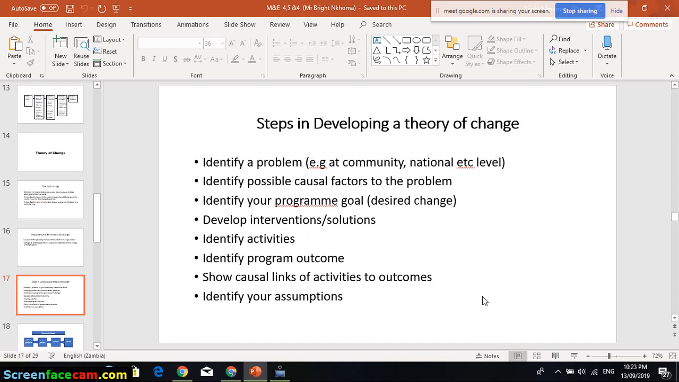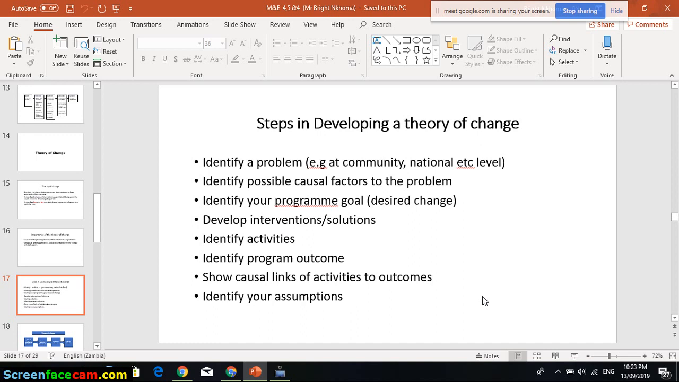So that's why at any point, it's important for us to do a need assessment. We need to be certain that indeed this service is needed in this community. Otherwise, we might assume that this service is needed when actually those people in the community don't need that service. So we need to identify what the problem is at community level, at national level. Once we do that, then we have to identify the possible causal factors to the problem. And this takes you back to the conceptual framework, right?